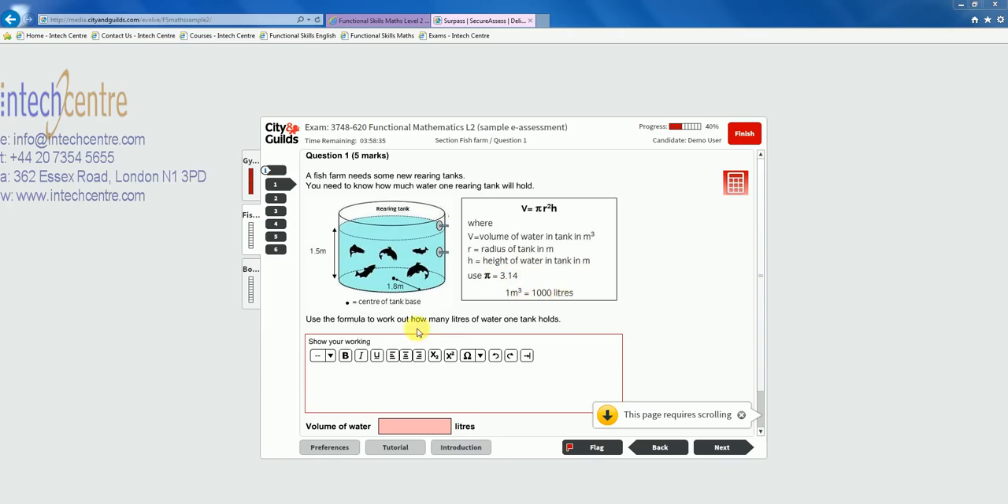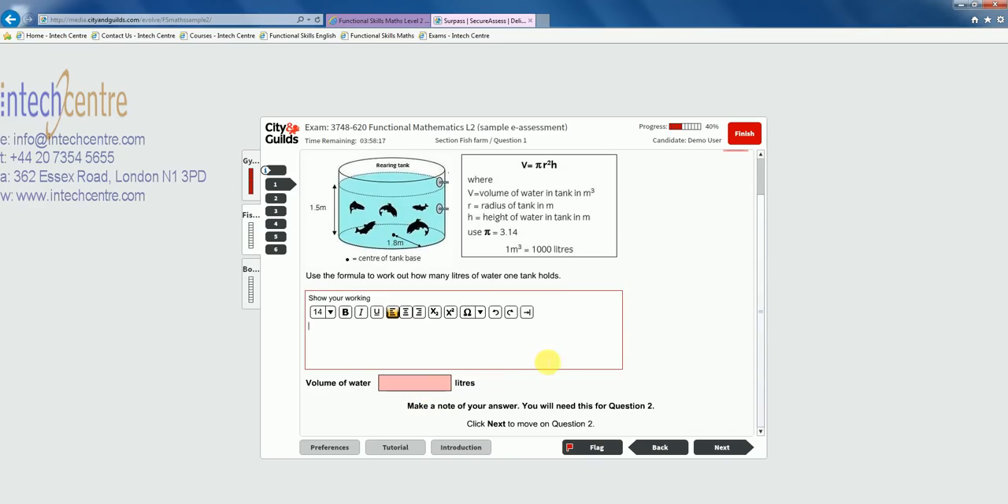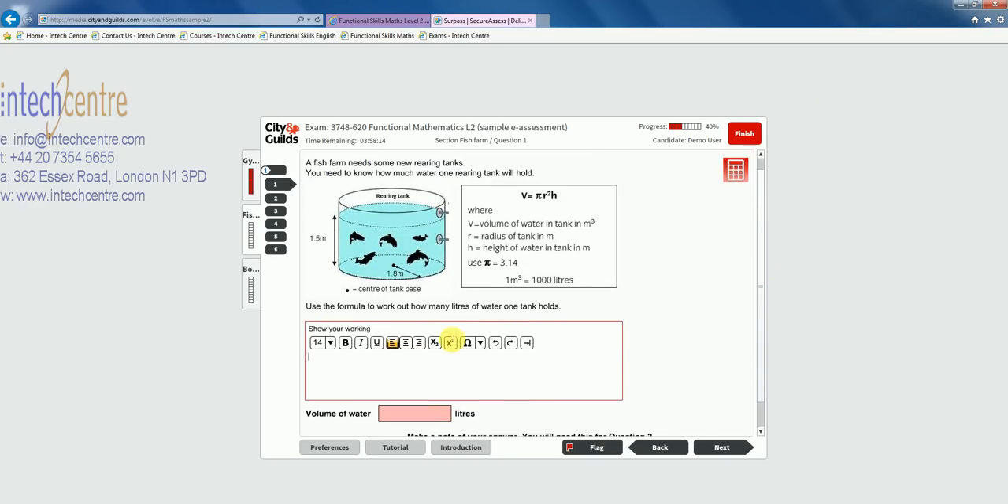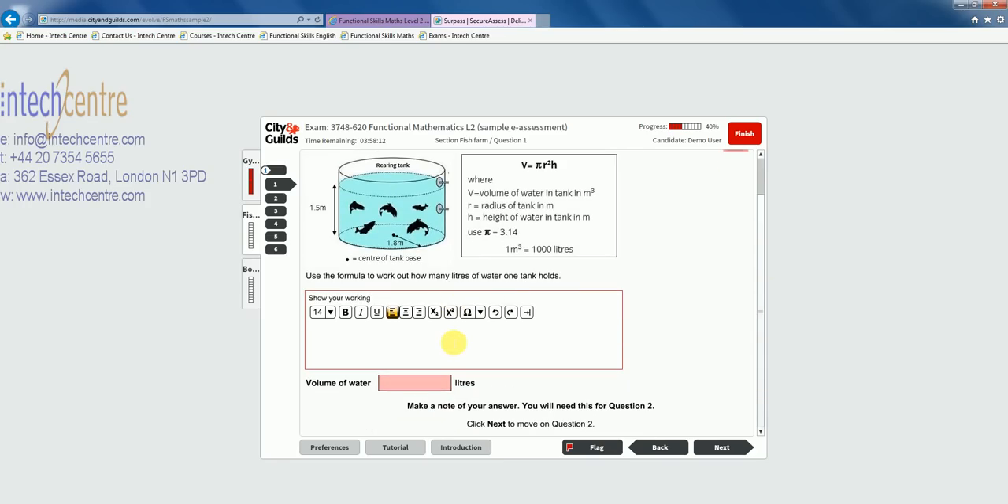So remember, read the question carefully. Use the formula to work out how many litres of water one tank holds. The volume of water is in meters cubed, so we would need to then convert it into litres. So it says here 1 meter cubed is 1000 litres. Always remember, in an exam they give you all the information that you need, so you just need to look for it and solve the problem. So remember that, because if you just worked out the volume, it would only give it to you in meters cubed. We would need to then convert it into litres.